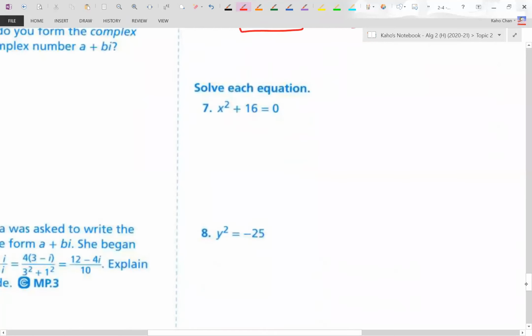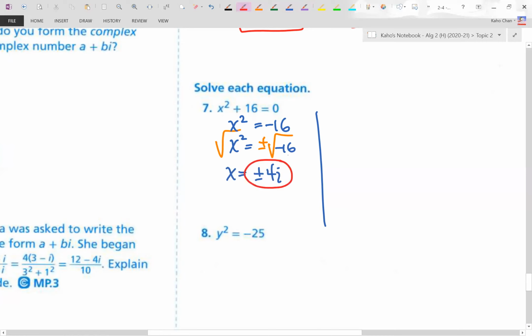Number 7, I don't really care. I'm going to do it 2 ways though, to show you can. I'm going to just force through and move the 16 to the other side by subtracting 16. Square root both sides. That gives me x equals plus or minus 4i. Two answers, 2 complex answers.